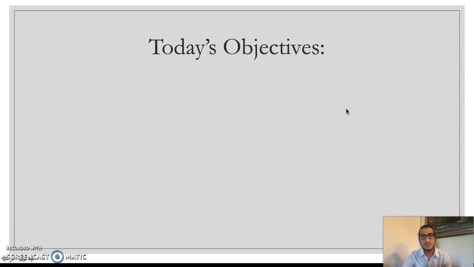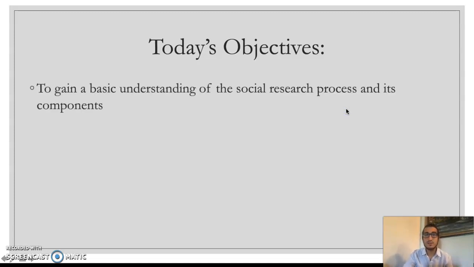So the objectives for this particular set of presentations that we'll be going through today is to first of all gain a basic understanding of the social research process and its components. As we'll discuss today, sociology is a science, and to be considered a science, it means that a lot of the work that we do as sociologists is collecting and analyzing data about the social world that we live in and producing findings that go under a very rigorous process called peer review to generate further knowledge and further understanding of theories and previous research in this particular field of science.